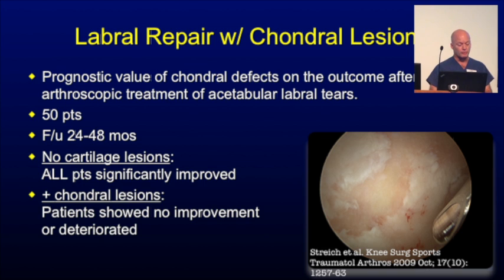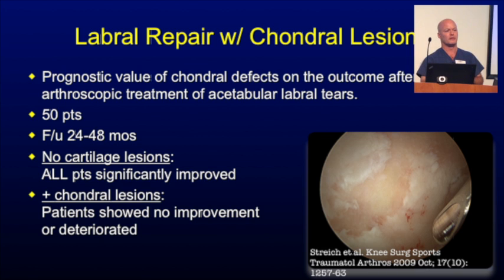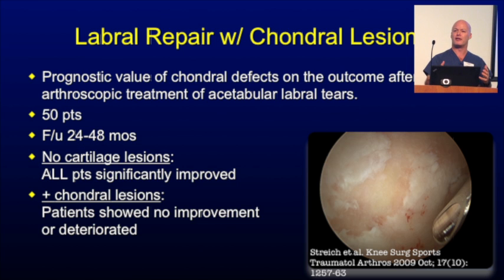Labral repair with chondral lesions. So this steps up the grade of the problem a little higher. With no cartilage lesions, all patients were improved. With significant chondral lesions in this study by Strike, patients showed no improvement or deteriorated. So we still haven't conquered the early chondral damage along with the labral tear. The low-hanging fruit, isolated labral tear. The higher hanging fruit with a bruise below it, the chondral lesion. So we haven't conquered that certainly yet.